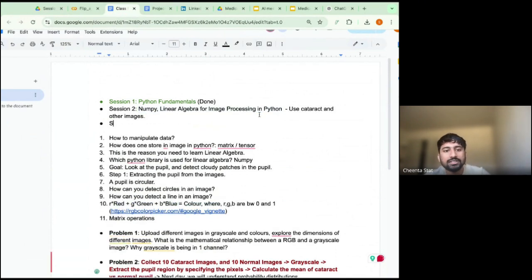Okay, and session 3 will be guided towards convolution, edge detection. You will learn about circle detection, and applications. Also, we will learn about histogram, all these things.